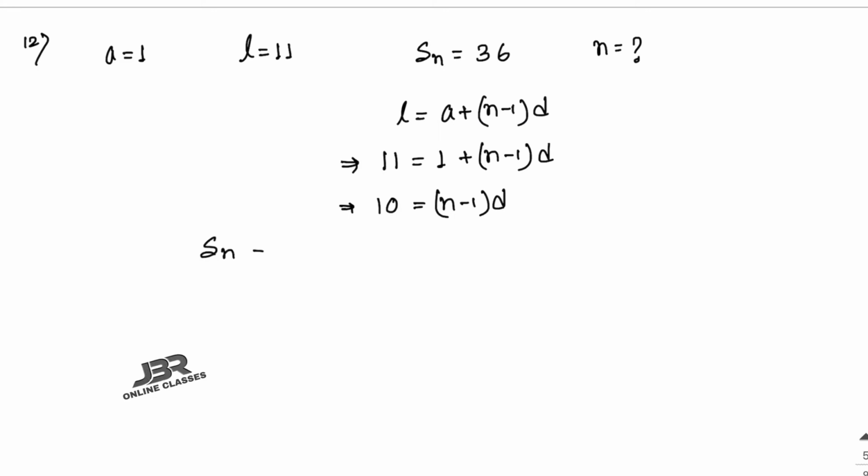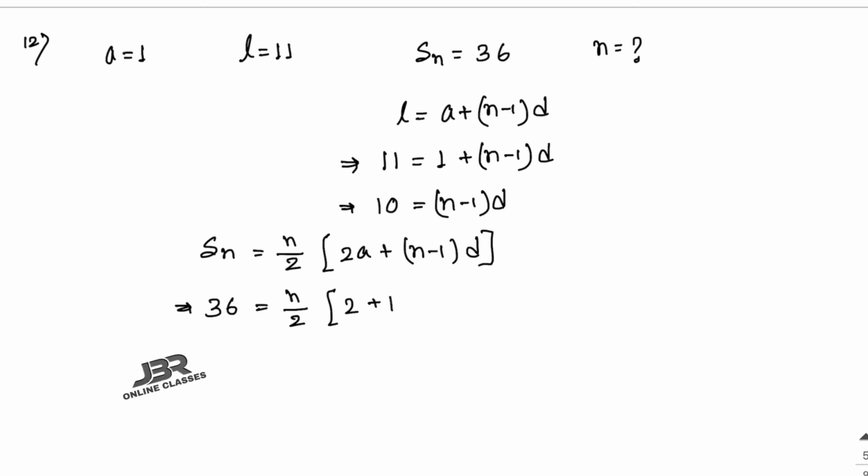Now the formula of Sn is n by 2 into 2A plus n minus 1 into D. So Sn equal to 36, n by 2. Now 2A means 2 into 1, so it's 2, and n minus 1 D, that means 10. So 36 equal to n by 2 into 12. Then 6 cancels out 36, so n equal to 6. So the number of terms is 6.